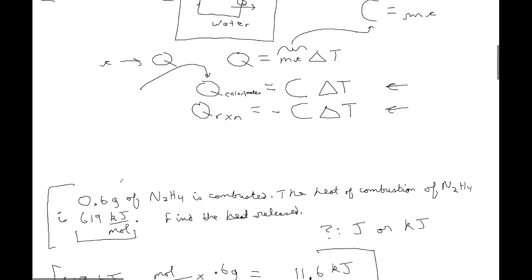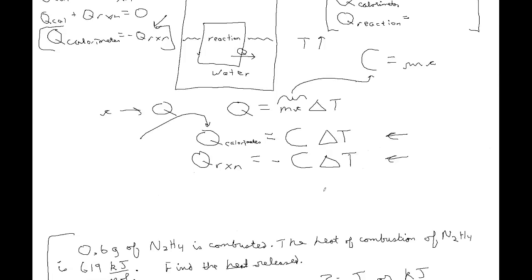There's another way you could have done this. You could have used this equation for Q reaction. If you use this equation, then you could just plug in the negative number for Q reaction. But I think the way you're doing it probably is more intuitive, because this equation looks more like the equation that we were using before. So maybe I'll erase this and we'll just focus on Q calorimeter.